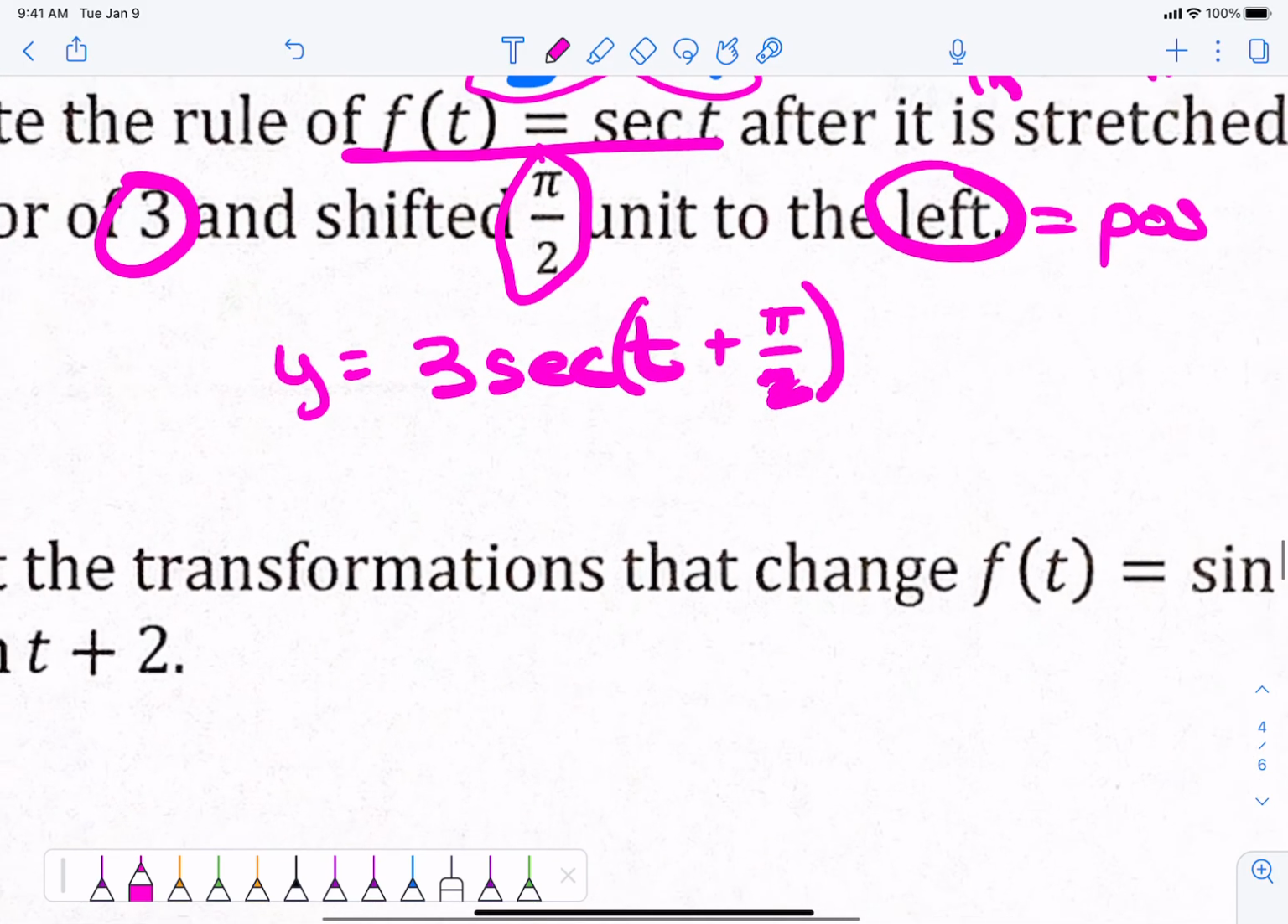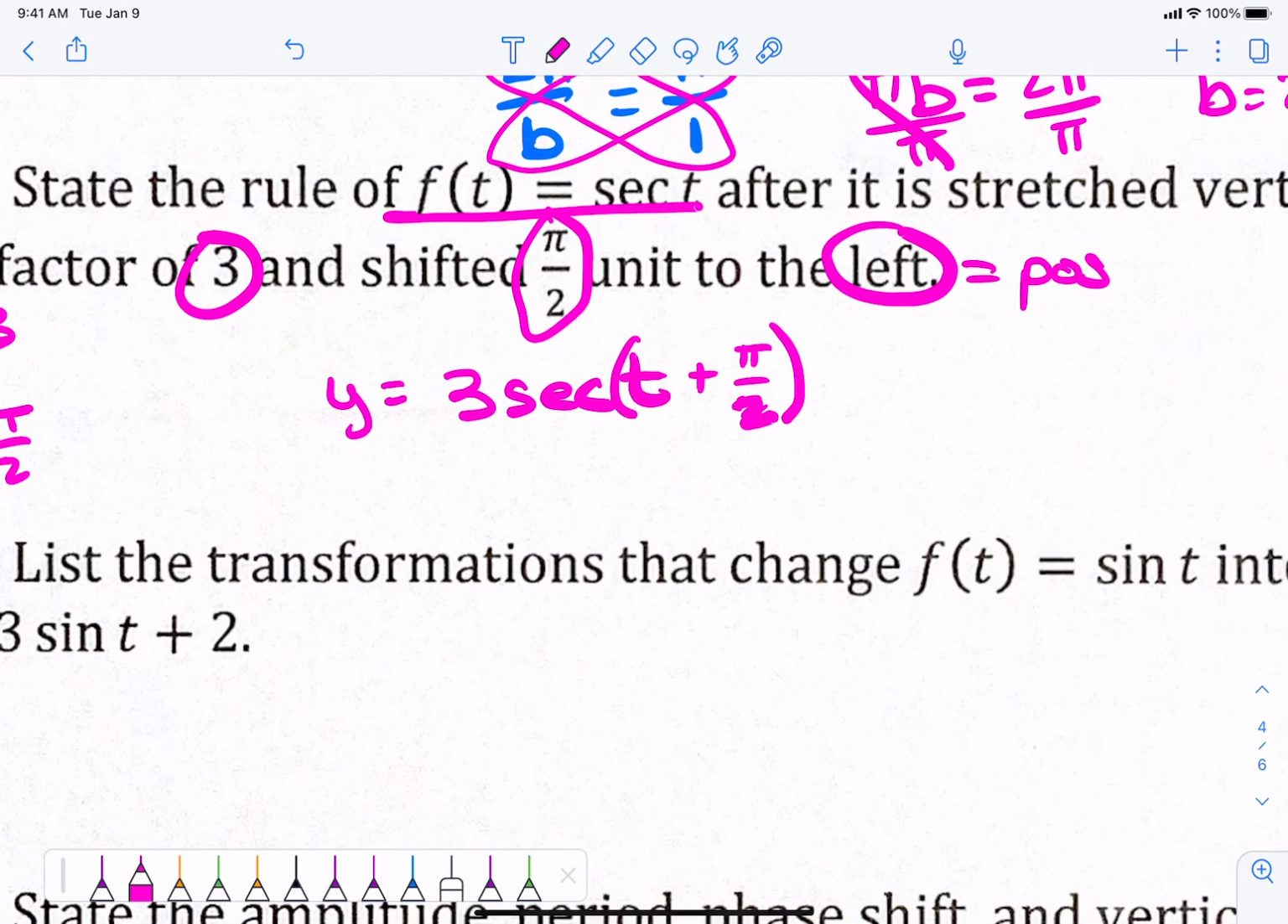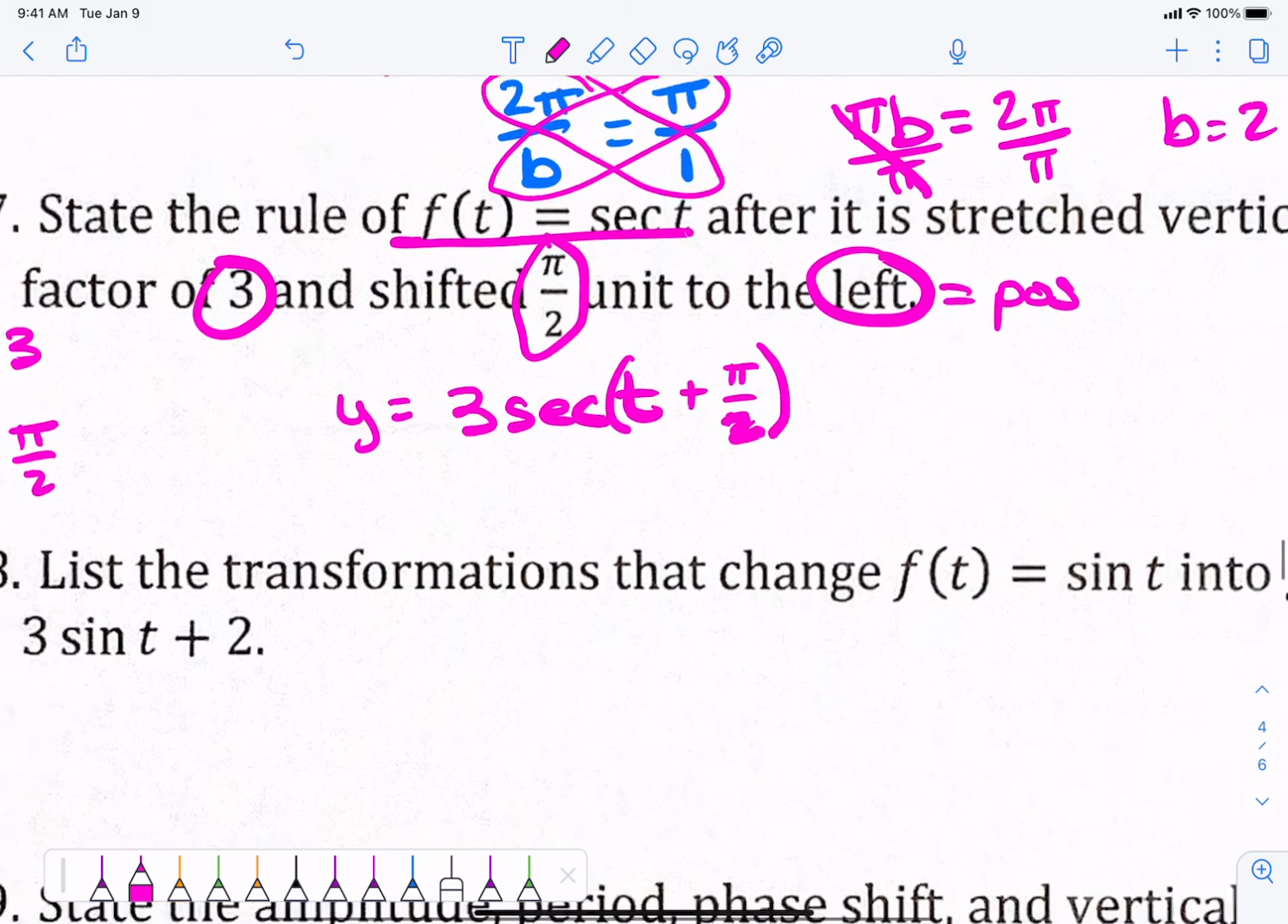That's how we remember from transformations of functions. If it was just an x squared function, this would be the same thing, right? If you're stretching vertically an x squared function by 3, it would be 3x squared. Now it's just 3 secant.